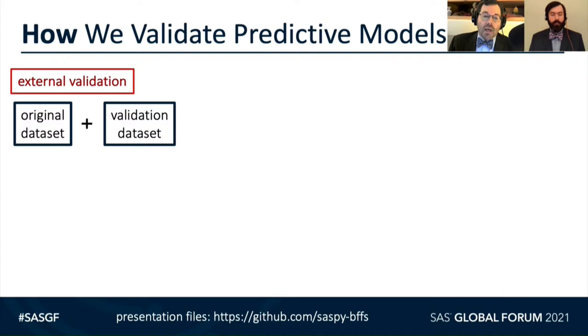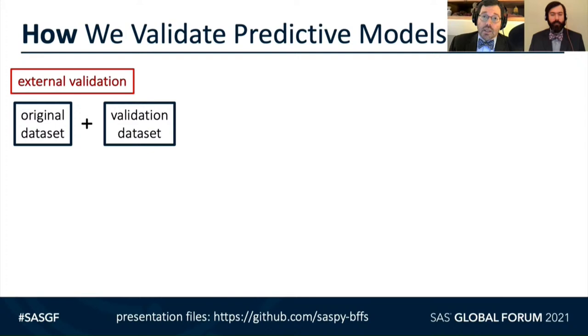So you could imagine maybe the original data set comes from the year 2020, the year we'd all like to forget, and the validation data set comes from 2021. So we don't have it yet when we're building the model, but we want to use it after we've built the model in order to understand just how good our model actually is. You should always do external validation whenever you can.